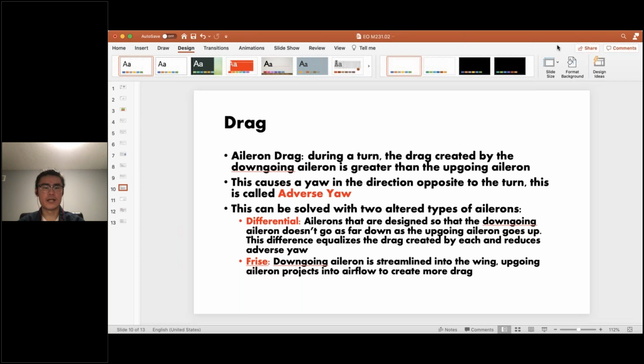And another type of drag is called aileron drag. Ailerons, I'm sure you all remember, are the little tabs that move behind your wings that actually make you roll to the side. When you're moving those ailerons, you're going to create aileron drag, and aileron drag will create adverse yaw because the drag created by the downgoing aileron is greater than that of the upgoing aileron.